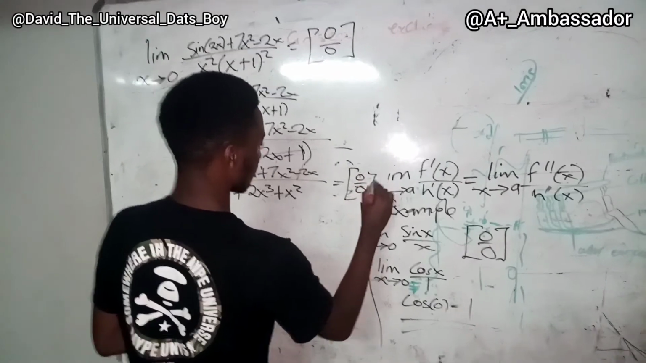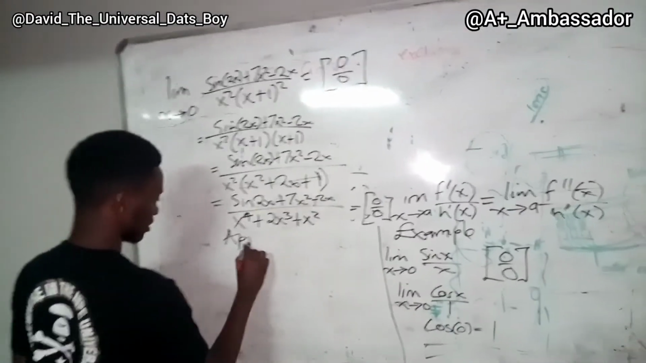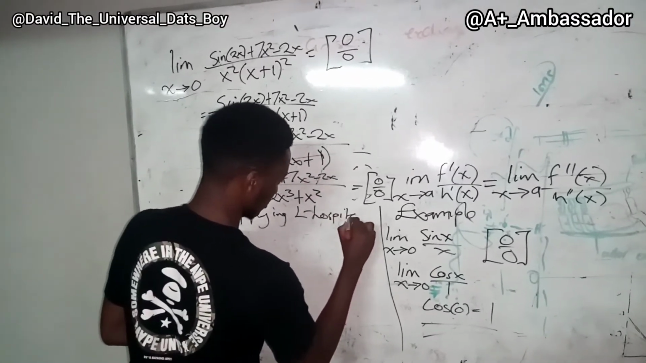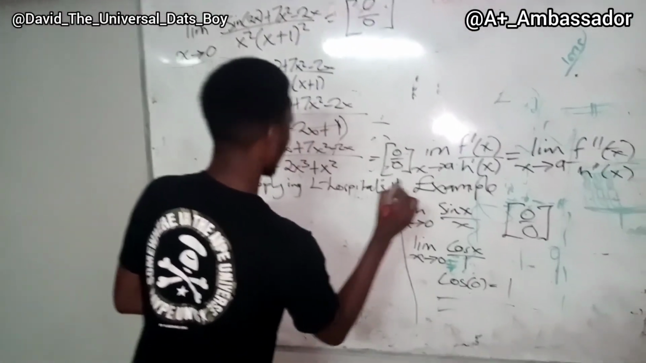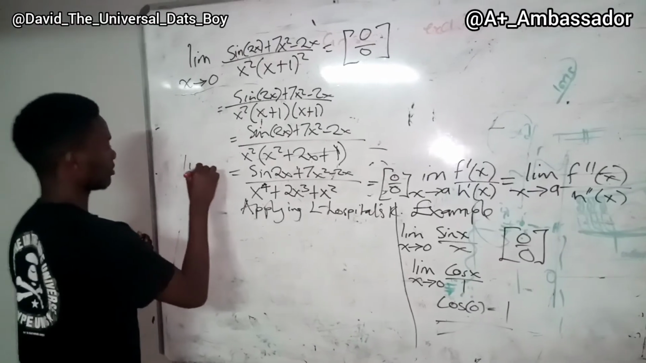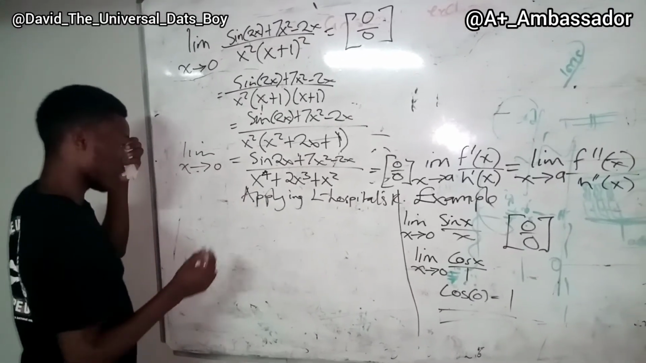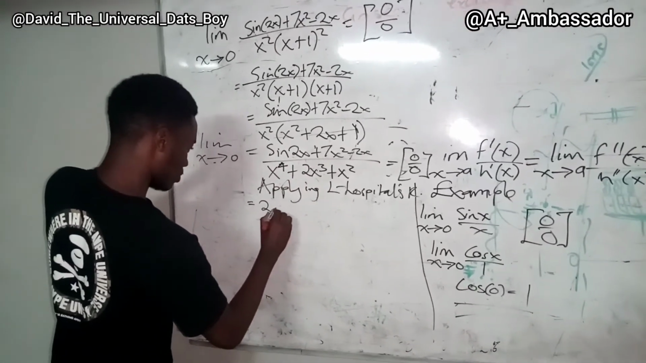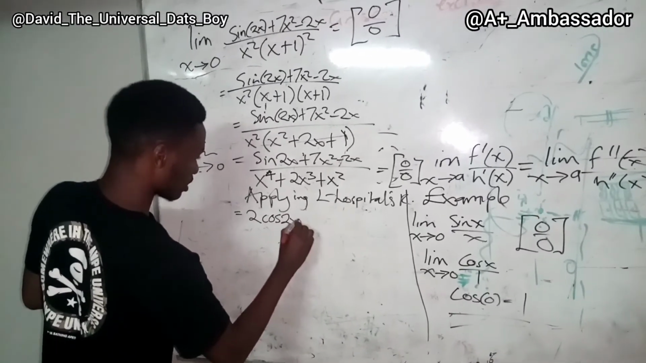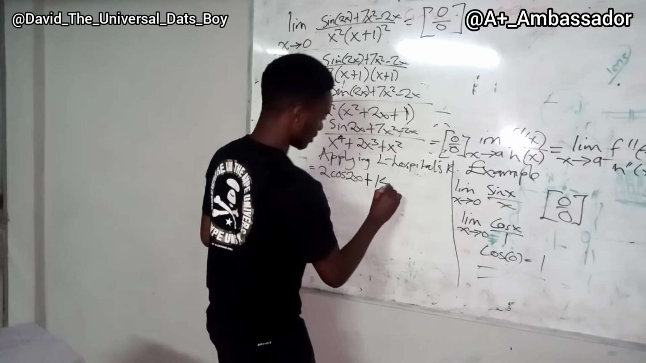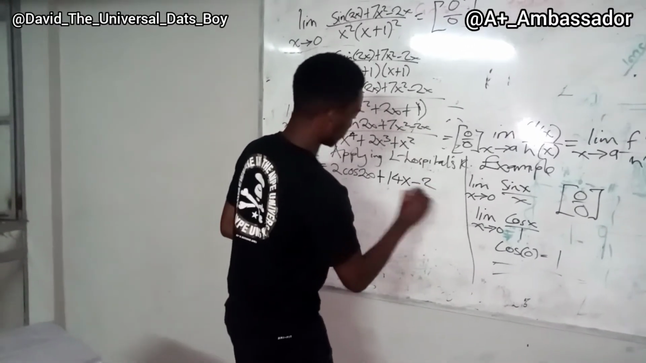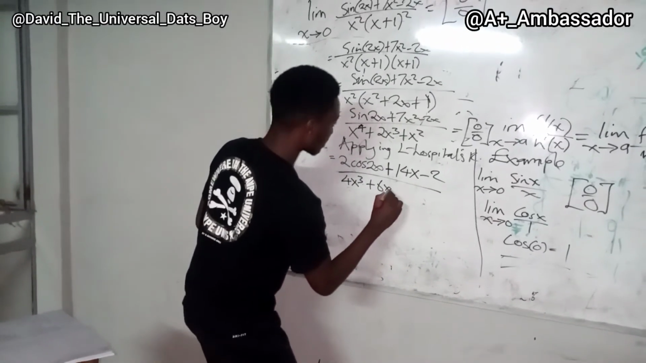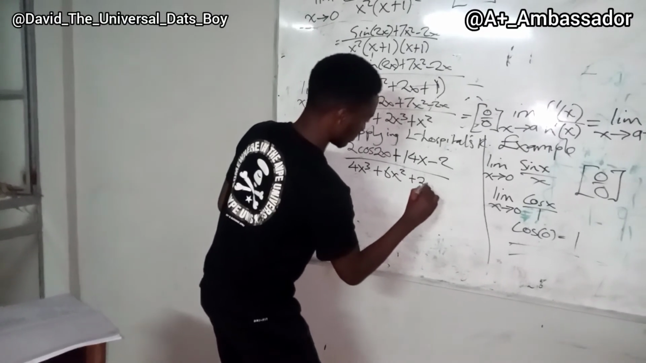So now this is where we start our differentiation. We can even say applying L'Hopital's rule. Now we start differentiating. This is the limit as x approaches 0. So you find the first derivative. So the derivative of sine 2x is 2 cosine 2x. So plus this one is simply 14. This is basic calculus, and I don't need to go over this. This is 4x to the power 3 plus 6x to the power 2 plus 2x.